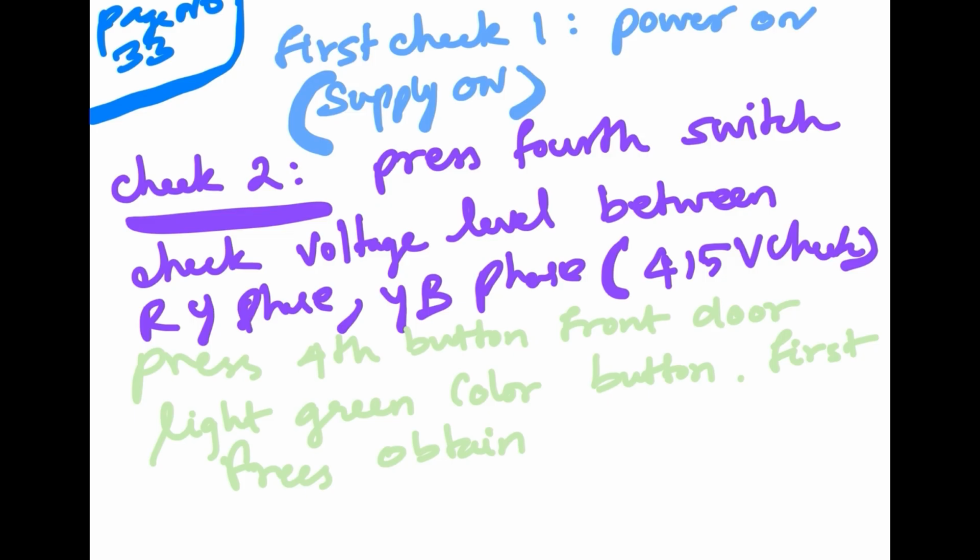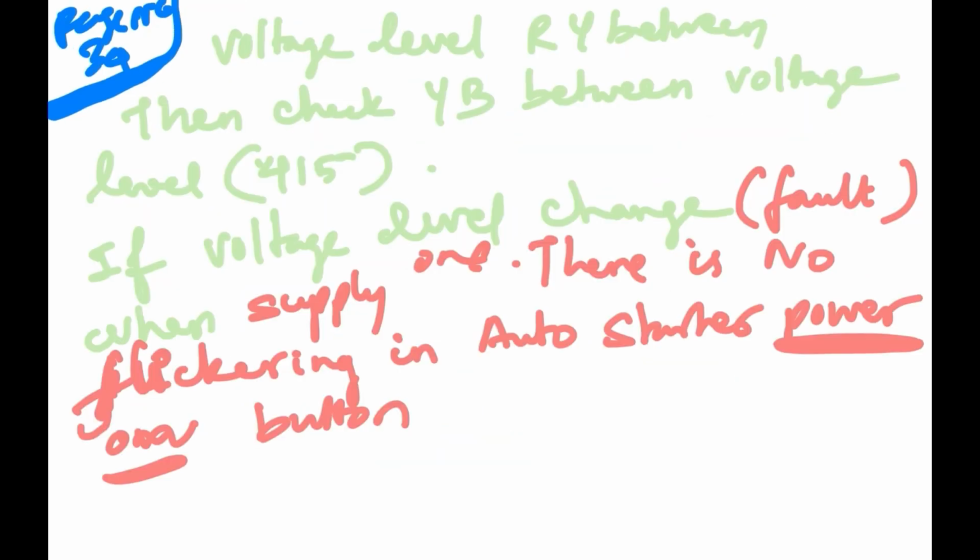First checking position: 1, power on, supply on. Check 2: press the fourth switch on the front door. Check the voltage level between the RY phase and YB phase, that is, the value is 415 volts. This checking is important. Press the light green button on the front door. On the first press, obtaining a voltage value of 415 volts is important. Check the voltage level between RY, then check the voltage level between YB. If the voltage level changes, there is a fault.